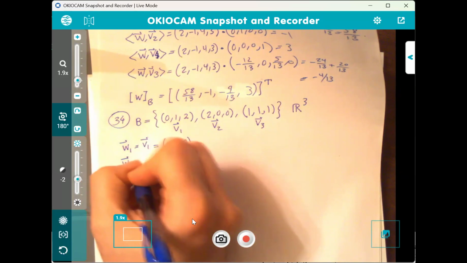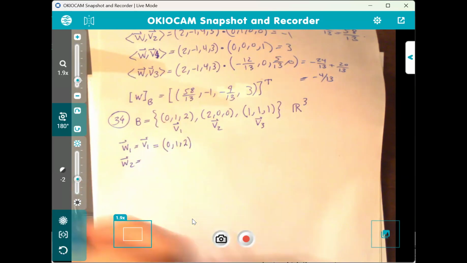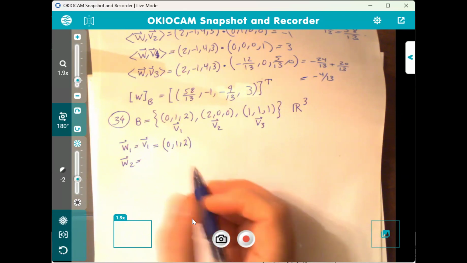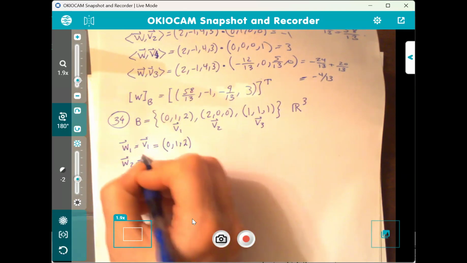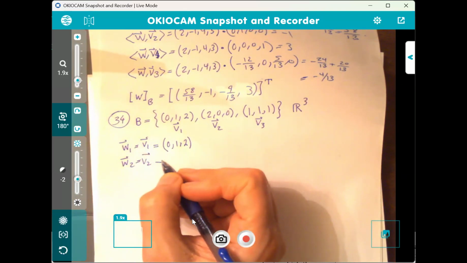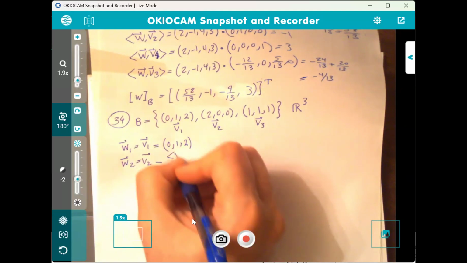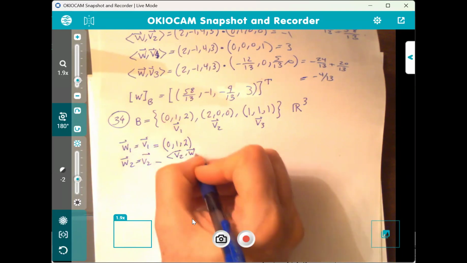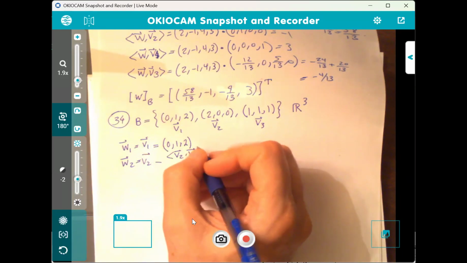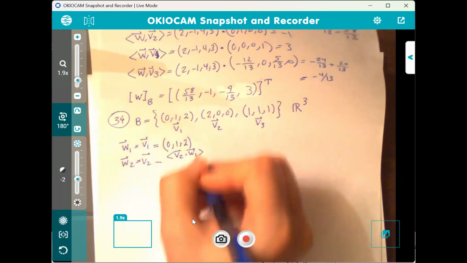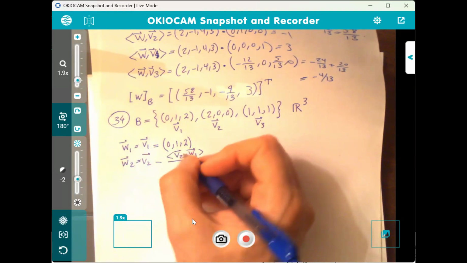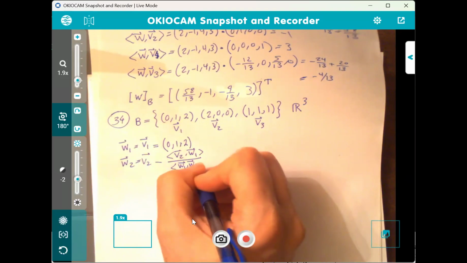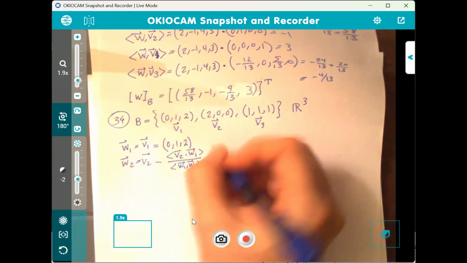W2 is, this is from Gram-Schmidt, by the way, we're doing Gram-Schmidt. W2 is V2 minus the projection of V2 onto W1. That's W1 inner product W1, W1.